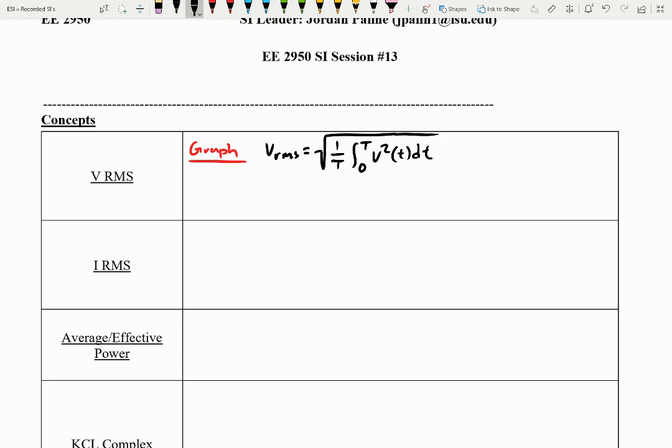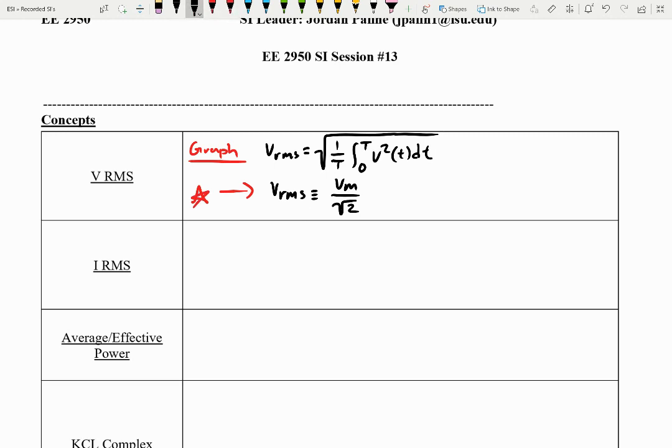So that's the graphical method. VRMS is also equivalent to the magnitude voltage divided by the square root of 2. And you're going to see this form quite often.